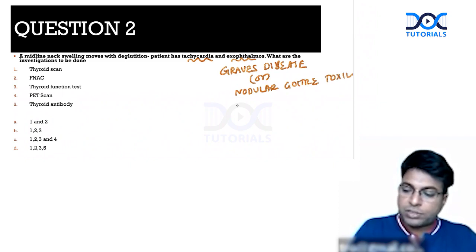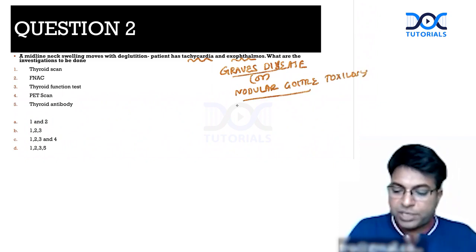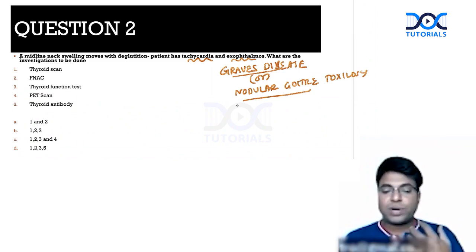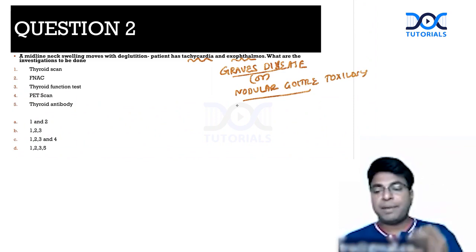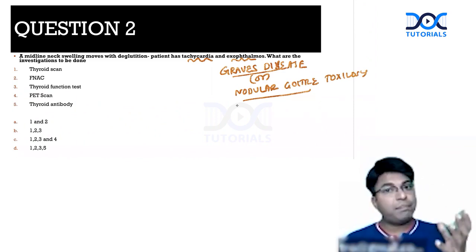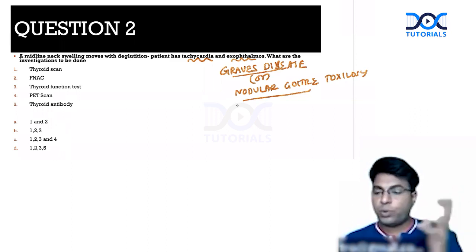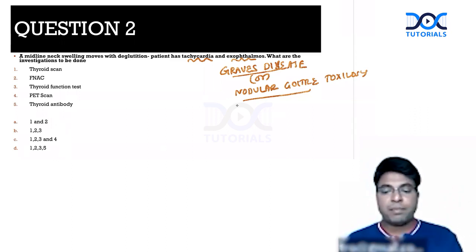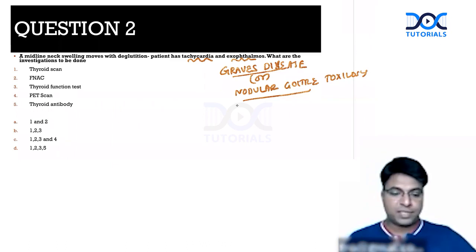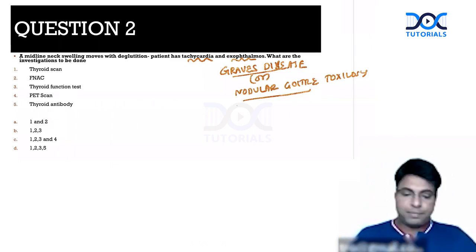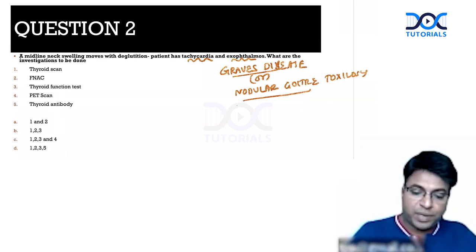Nodular goiter with toxicosis, because we cannot come to a conclusion from this line alone. A midline swelling that moves with deglutition, with the patient coming to you with tachycardia and exophthalmos, can be due to nodular goiter going for toxicosis, or it can be a primary toxicosis due to Graves' disease. So this is a typical AIIMS question: what are the investigations to be done?